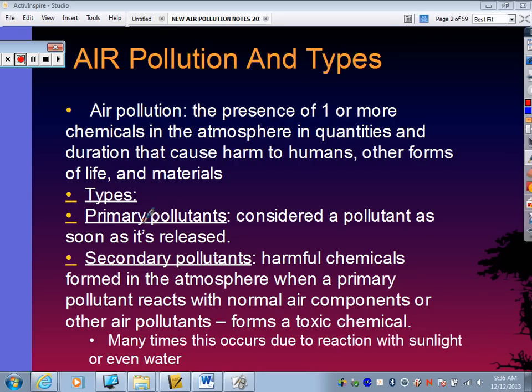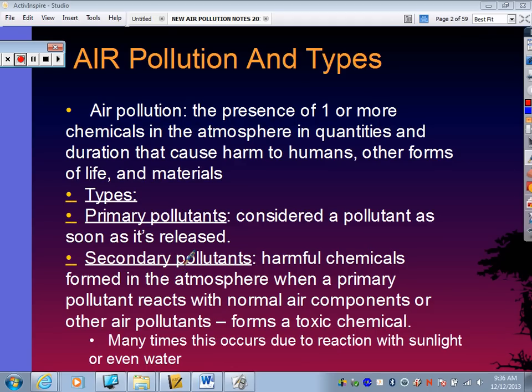So anyways, we have two different types of pollutants that we can categorize. Your primary pollutants are just those raw pollutants that come directly from the source, whether it be maybe a smokestack or an exhaust pipe, but we actually see that primary pollutant come out before it's been changed into anything else. And so we'll learn about some of those primary pollutants in a moment.